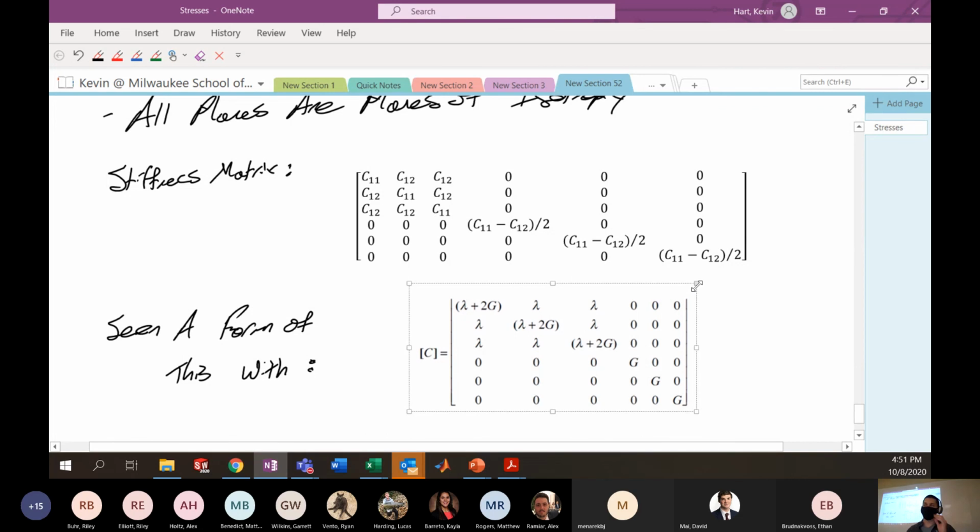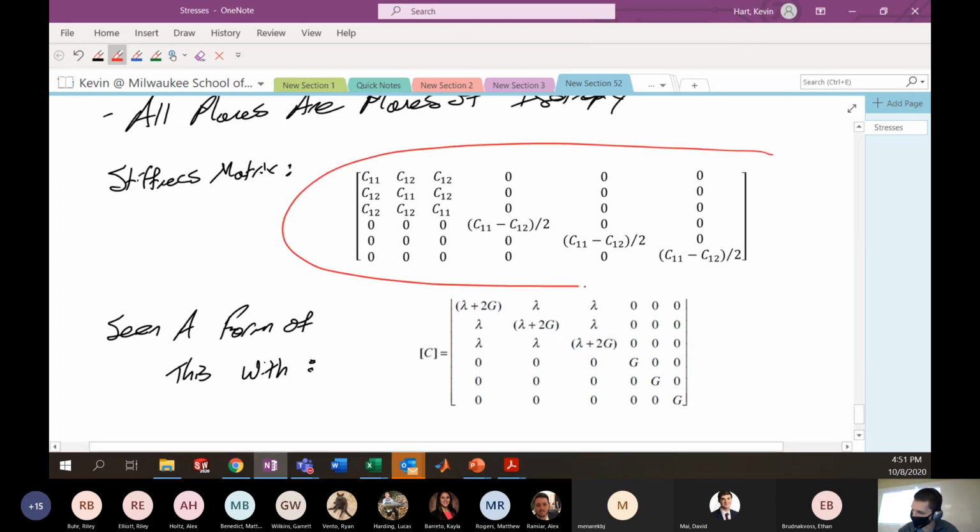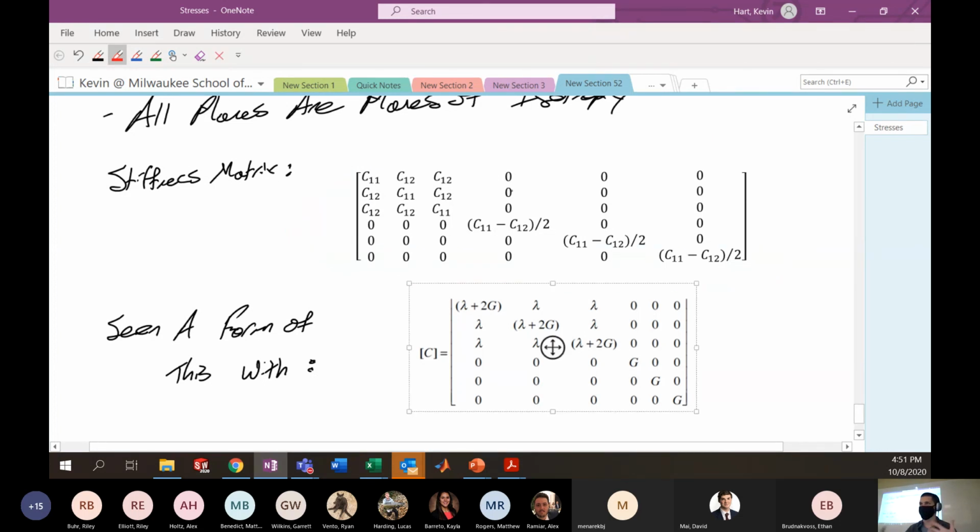All right. The last thing that I'll do, I'll leave you with a cliffhanger for the weekend, is how do we go from this form, which just has these general C1, C2, etc.? And we've seen this for all the types of symmetry we've talked about. How do we go from this to this, which is engineering constants? And that's what we'll tackle at the beginning of next week.